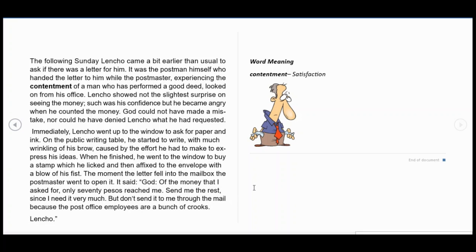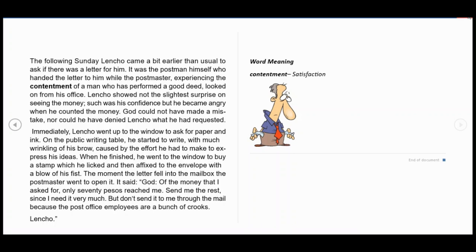So what an irony. Okay, so this is an ironic situation where the postmaster was actually expecting a thank you note, may not be directly to him but to God, which would mean a lot to him because he had thought of helping Lencho. But instead, he receives a note from Lencho saying that the post office employees are a bunch of crooks. So, of course, Lencho was wrong in thinking so, but he was also innocent. He had such faith in God that he thought God couldn't make a mistake.